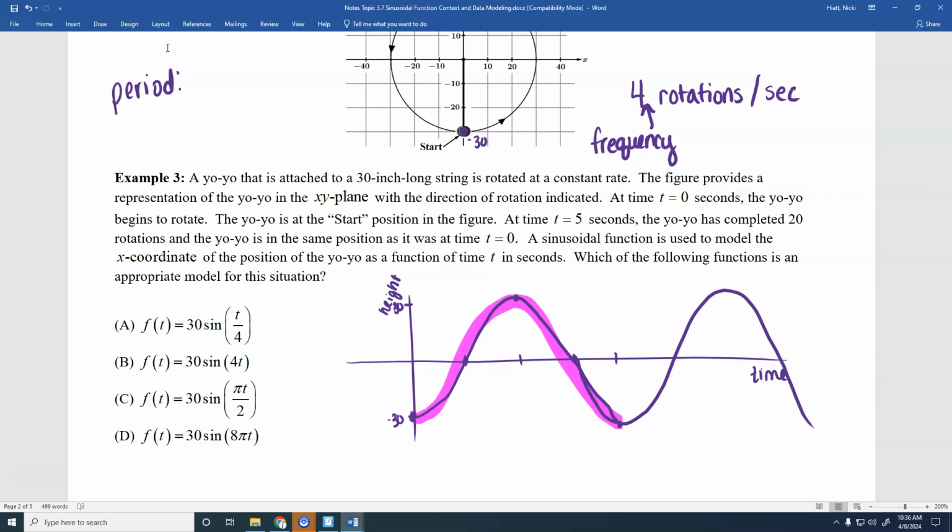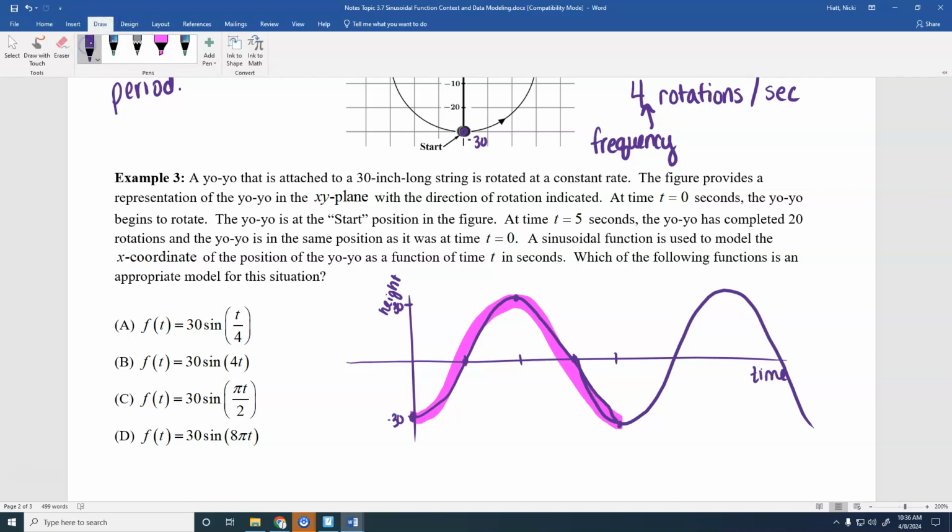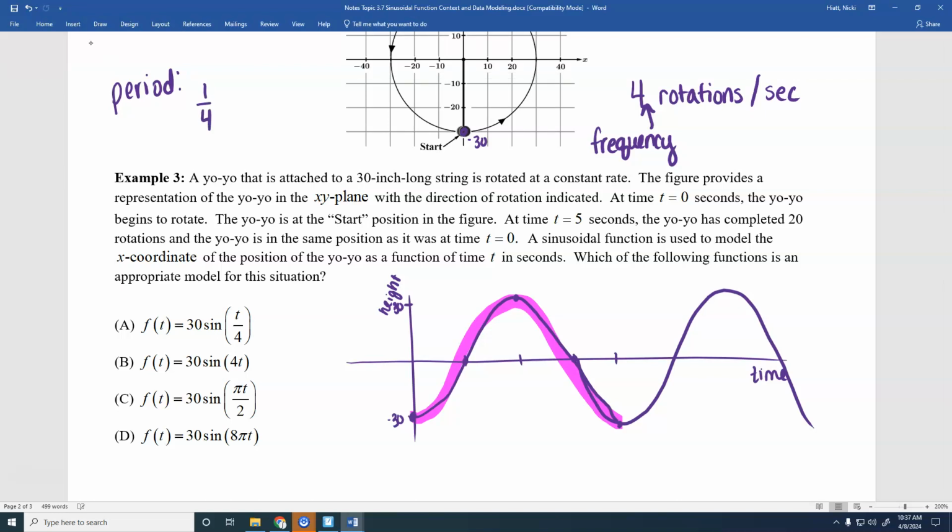It's 1/4. Because 4 full rotations is in 1 second, right? This part I have highlighted should happen 4 times in the first second, right? For there to be 20 in 5 seconds. So this would be 1/4 of a second right here. Remember, frequency and period are reciprocals of each other. They're flipped. So if your frequency is 4, which is like 4/1, then your period would be 1/4.